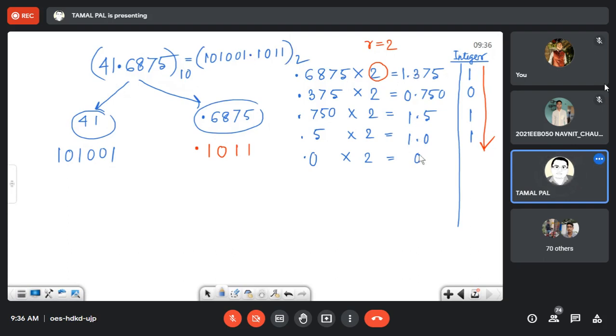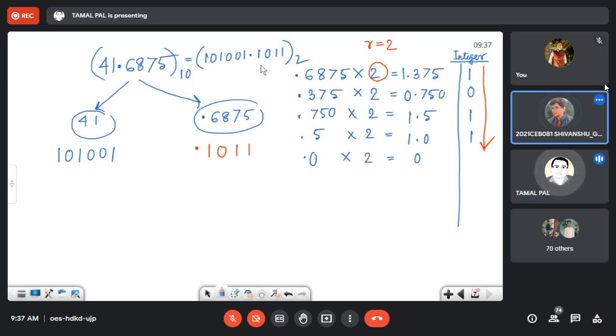Sometimes it is not always reduced to 0. You can understand what it means. The recurring occurs here. So you have to carry on up to 5 to 6 radix point places. After the radix point, you have to take 4 to 6 digits, not more than that, if nothing is specified. Okay.